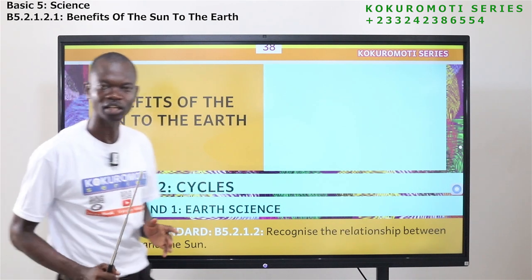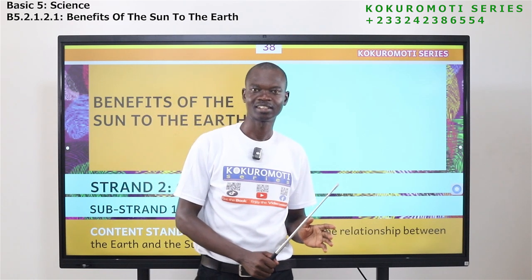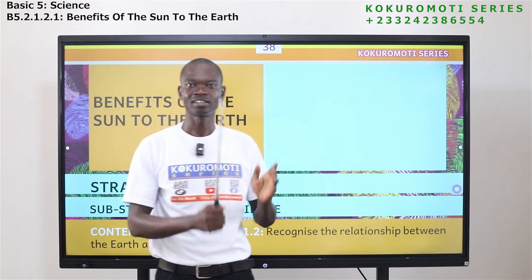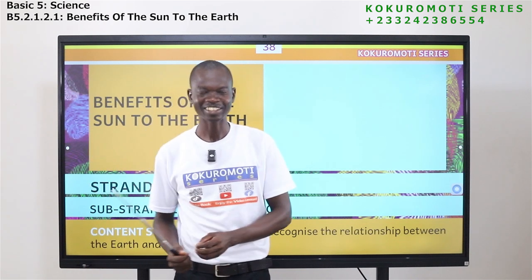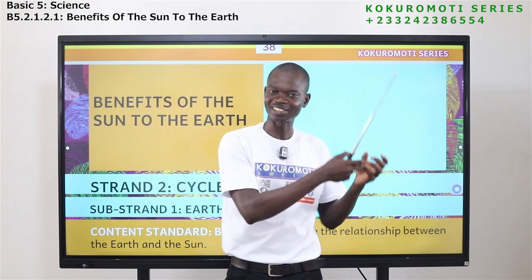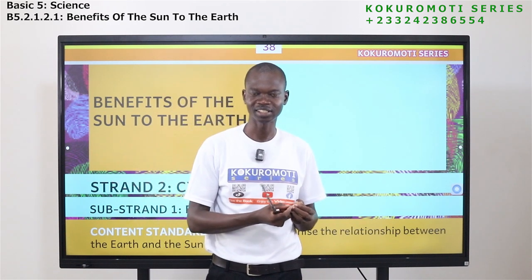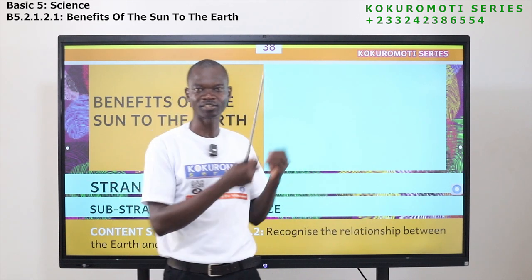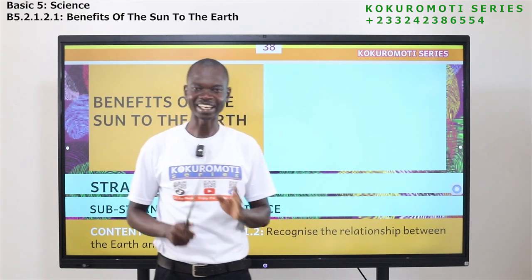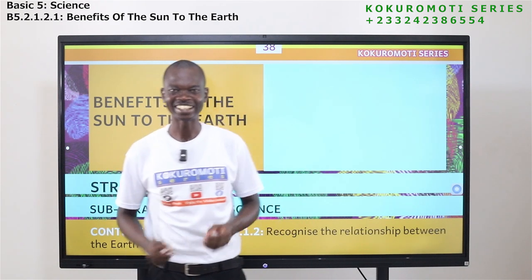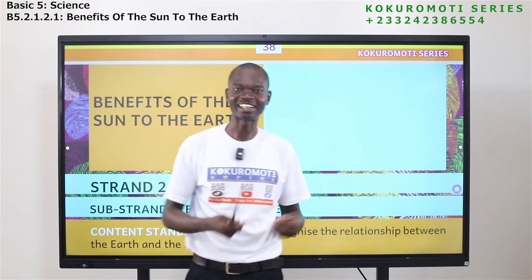So today's topic, we are looking at the Earth and the sun. The sun gives a lot of things to the Earth. The Earth benefits a lot of things from the sun. So we are looking at the two. What benefits does the Earth get from the sun? We are all on Earth. So the things that we are able to do because of the sun are the benefits.